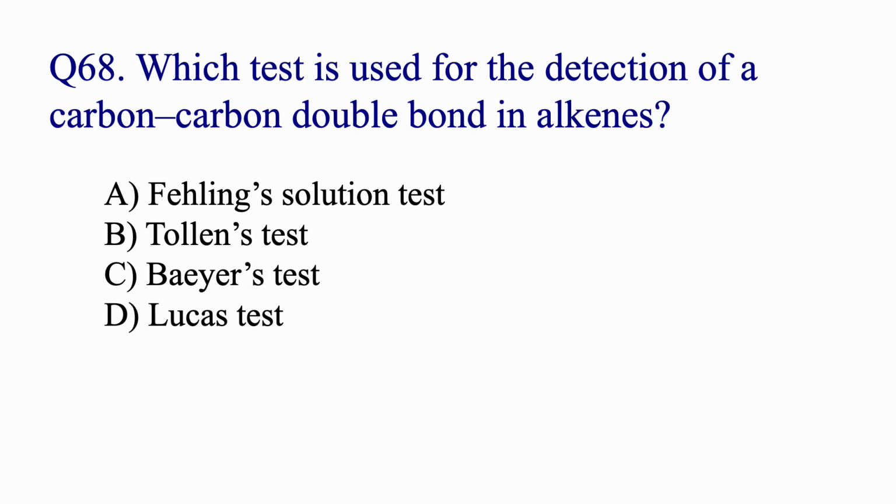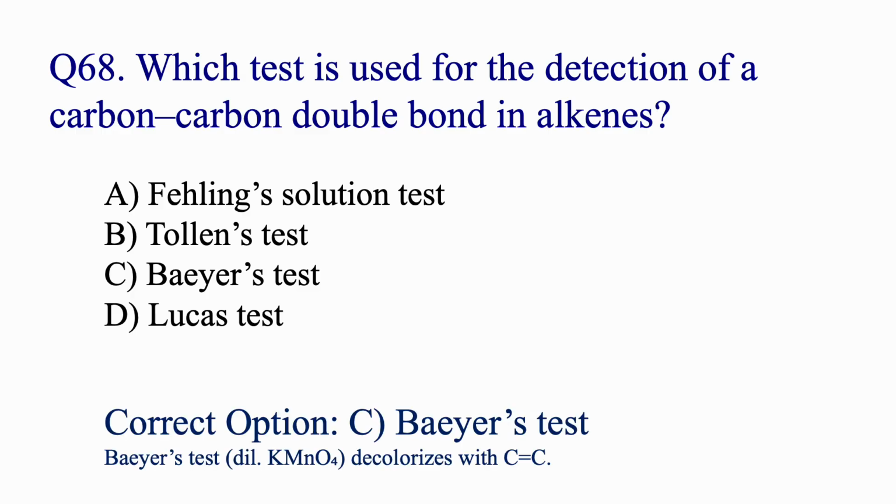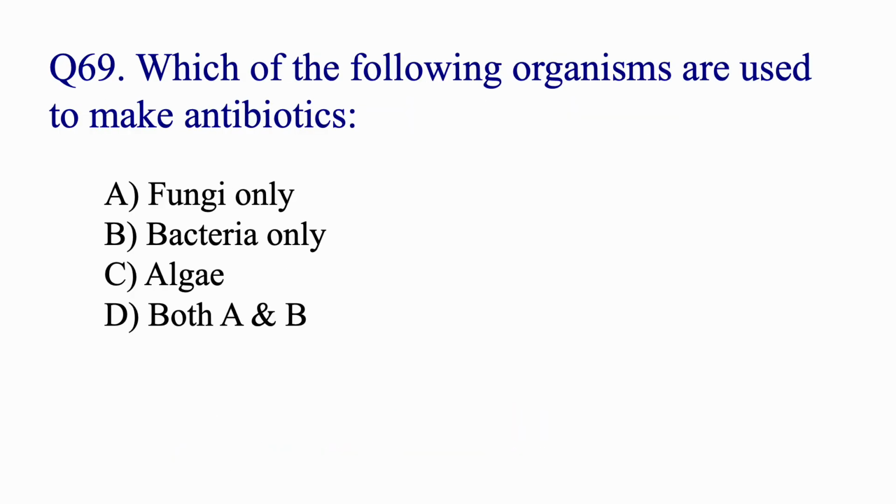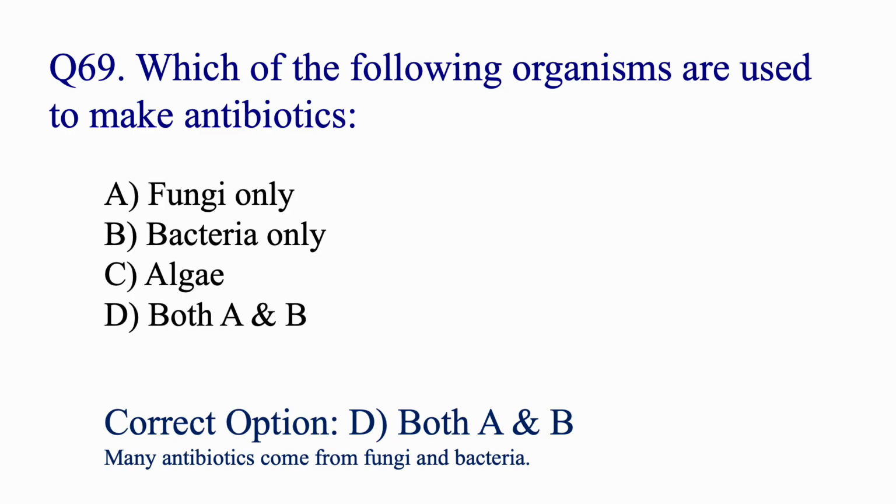Which test is used for the detection of a carbon-carbon double bond in alkenes? Baeyer's test. Which of the following organisms are used to make antibiotics? Both A and B, fungi and bacteria.